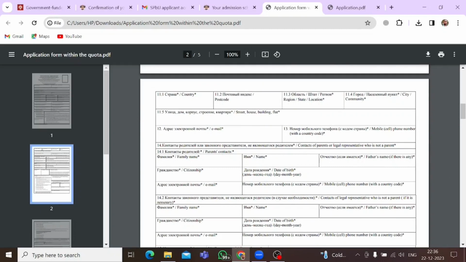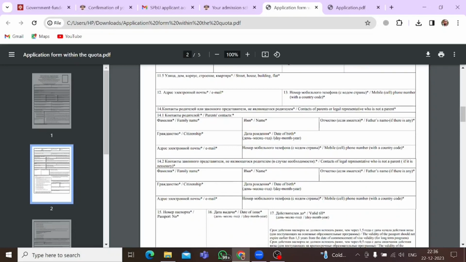So next is contact of parent or legal representative who is not a parent. If you have a parent, you can write it here. If you don't have a parent and you have a legal representative, you're going to write it where? Here, contact of legal representative who is not a parent. So yes, if you have a parent, you want to write the name. It may be your dad or your mom.